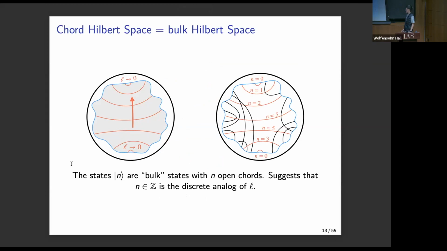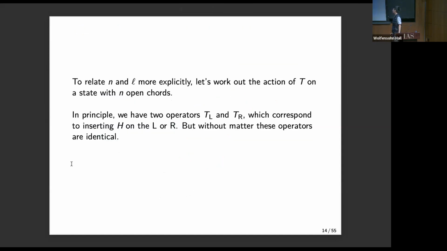Now, this immediately suggests that the chord number plays the role of length in the double scaled theory. And that's in fact correct. So the chord number is some discrete integer, whereas the length is a continuous variable, but in some particular limits, they're going to agree. Now, to make this more explicit, we need to work out the specific form of P. So in principle, we have two operators, the left Hamiltonian and the right Hamiltonian. Remember that this is a two-sided way of thinking about it. However, without matter, these operators are identical.